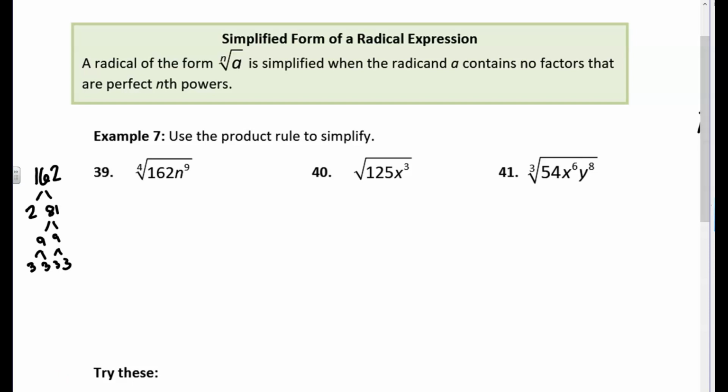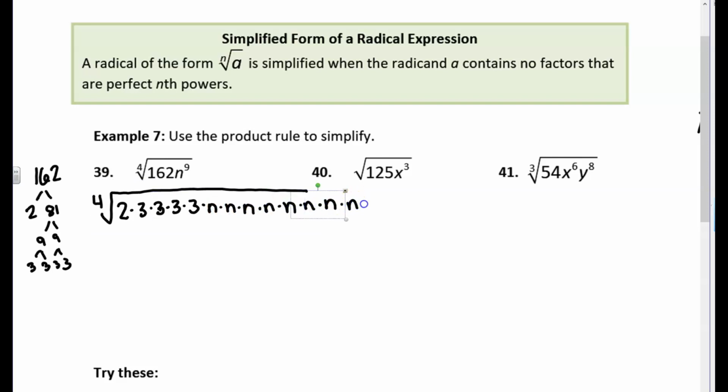So a quick factor tree gets me that this is really the 4th root of, and I'm going to write this out longhand on this first one just so y'all can see what's really happening here, 2 times 3 times 3 times 3 times 3 times, then we've got n to the 9th. That means I've got 9 n's in here. 1, 2, 3, 4, 5, 6, 7, 8, 9. Checking my work now. Yes. So that's your whole problem written out in longhand.